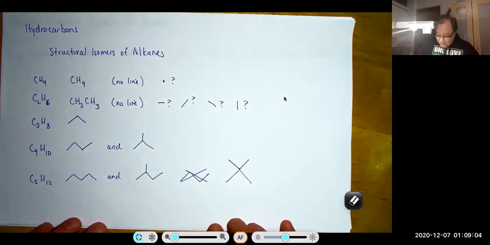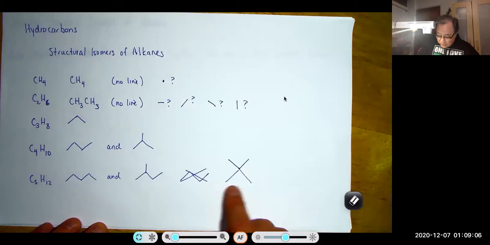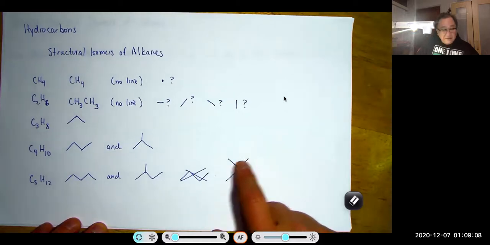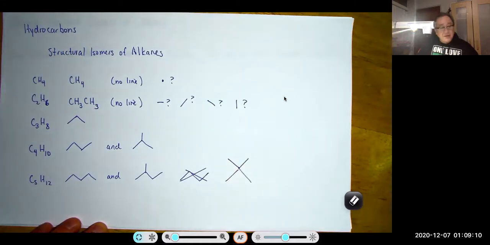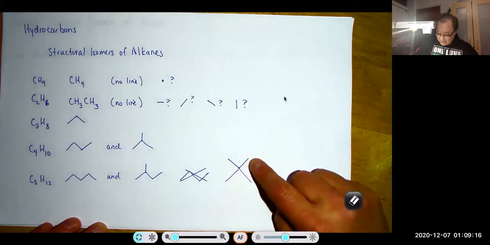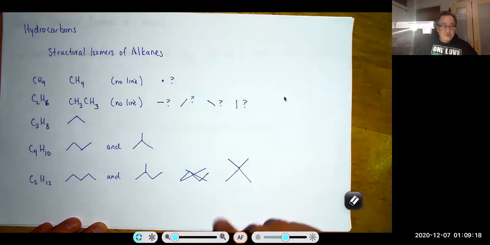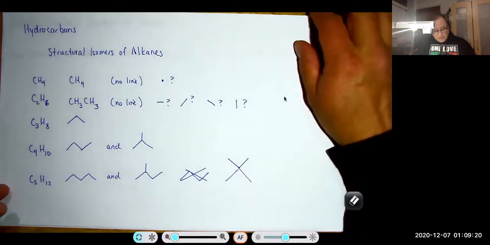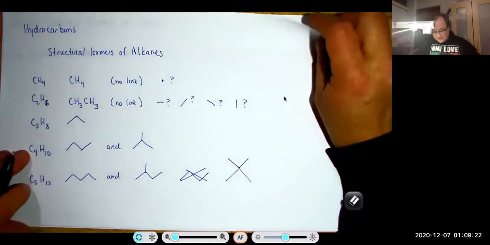So how many carbons are here? 1, 2, 3, 4, 5. 5 carbons. How many hydrogens? Well, how many hydrogens on that middle carbon? None. How many on that one? 3. 3, 3, 3, which adds up to 12. So these are all the structural isomers of alkanes.